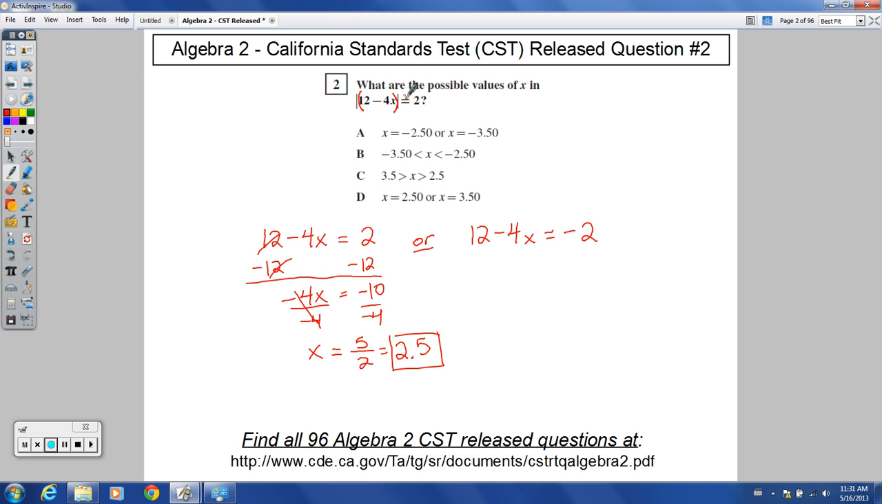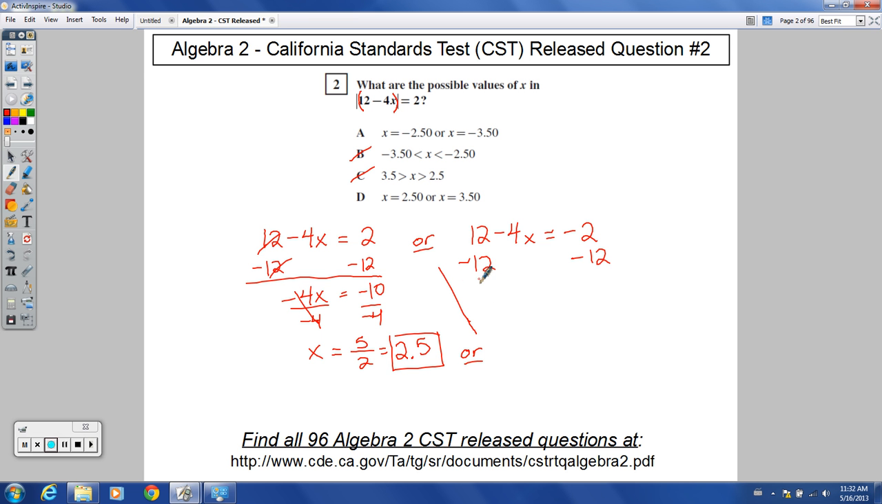This is equal stuff, so really I can eliminate choices B and C. It's not going to be a range of values. This is something that's equal, not less than or equal to or greater than or equal to. So from here, we've got two separate problems here basically to do.